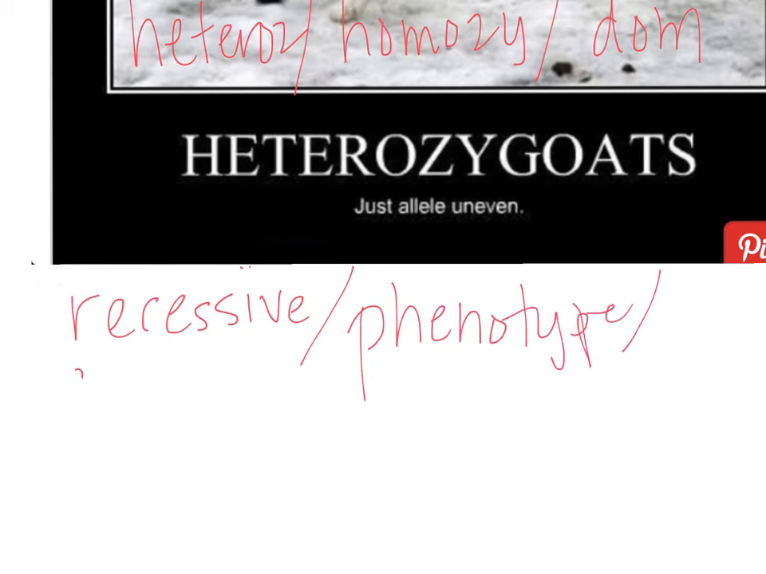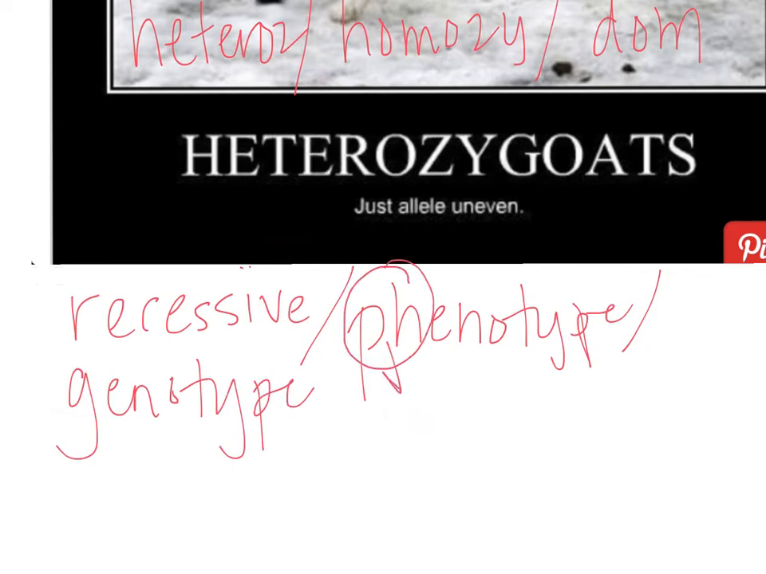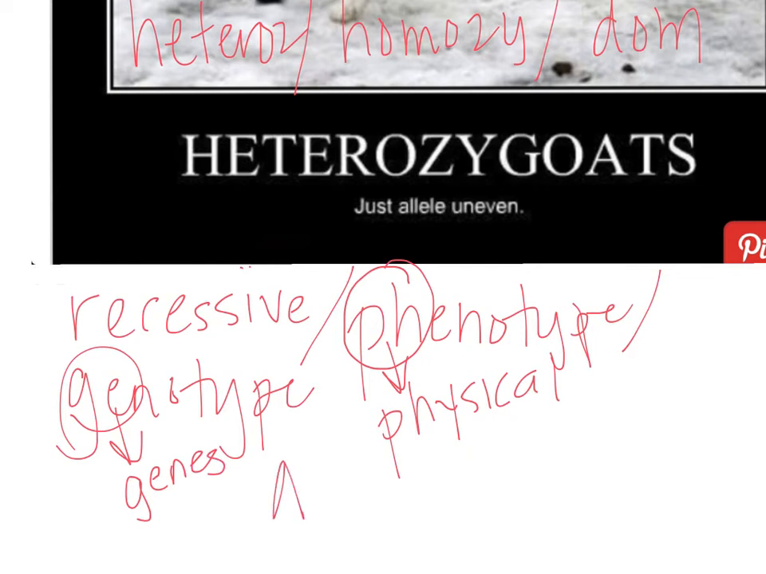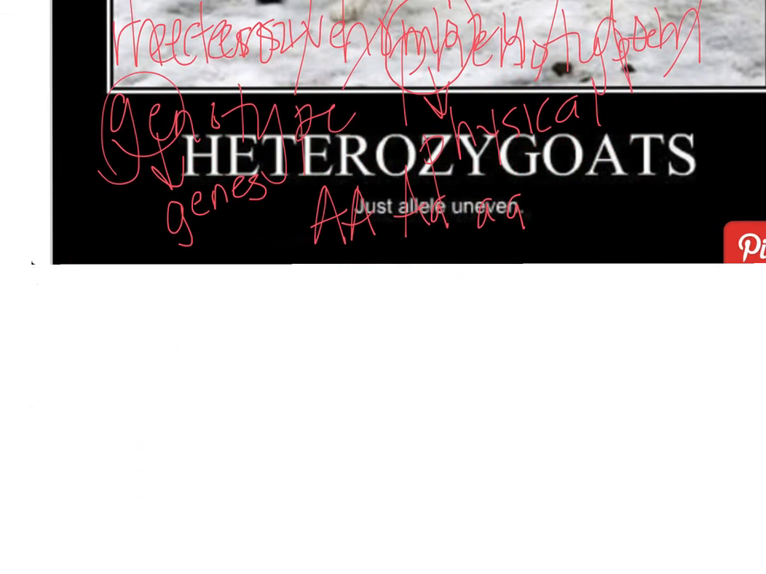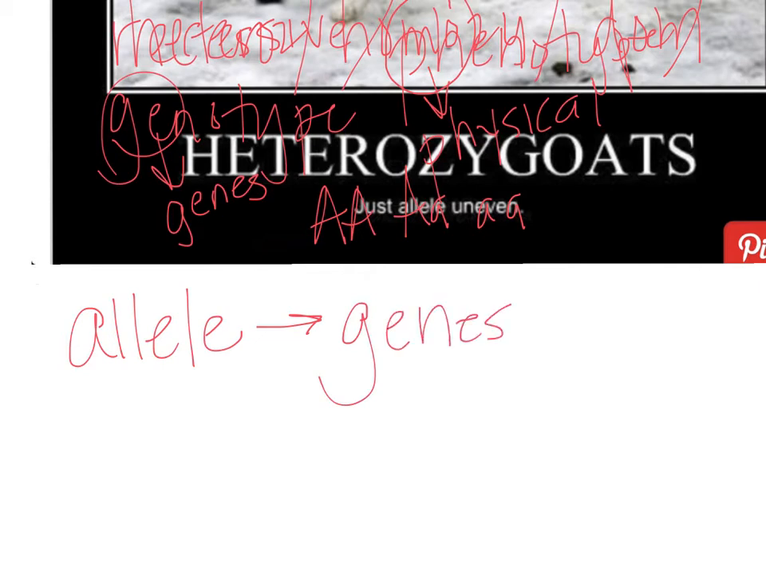Genotype, phenotype. Remember, phenotype is the physical characteristic. Genotype is the genes, the two letters like AA or Aa. Allele: remember, the alleles are the genes, which are represented by letters. We need something to represent them, so we represent them by letters, okay?